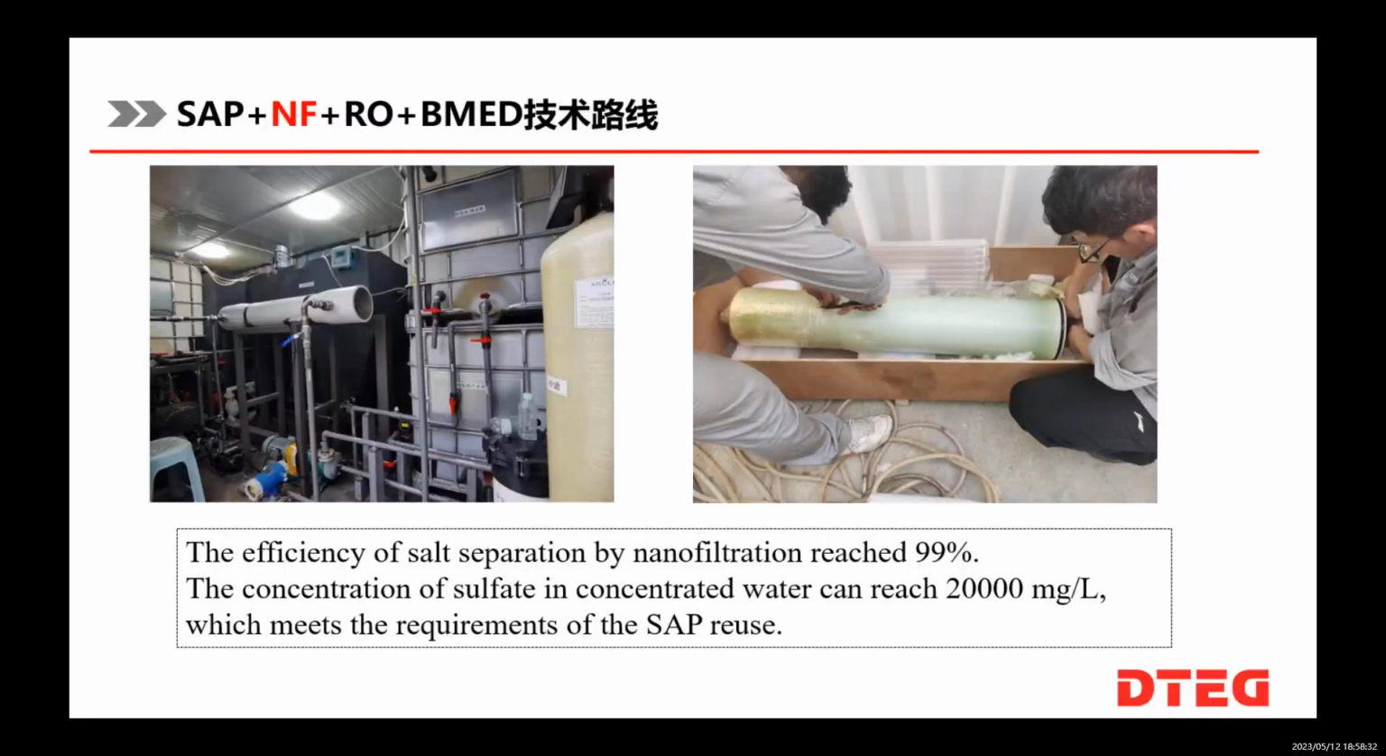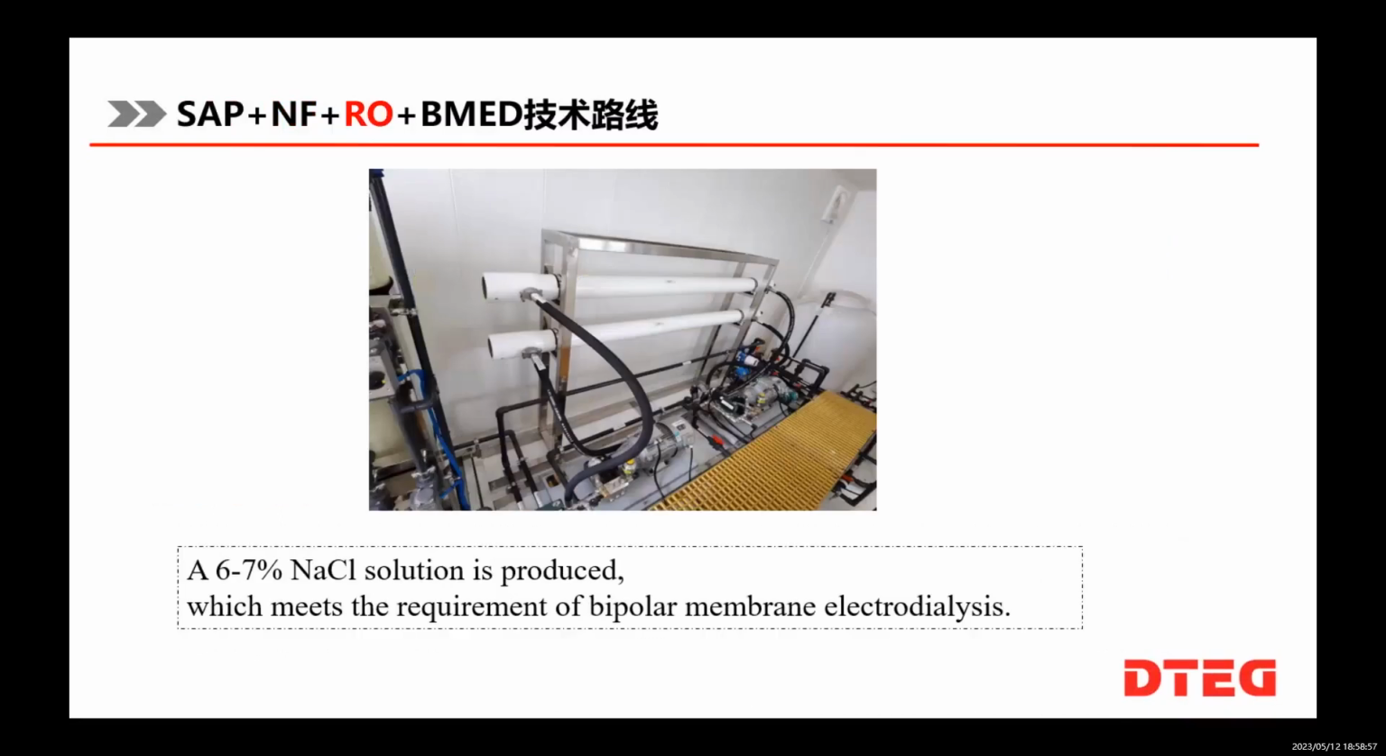These are photos of nanofiltration. The efficiency of salt separation by nanofiltration reached 99%. The concentration of sulfate in concentrated water can reach 20,000 milligram per liter, which meets the requirements of the SAP reuse. Here is a photo of nanofiltration equipment. A 6 to 7% sodium chloride solution is produced, which meets the requirement of bipolar membrane electrodialysis.